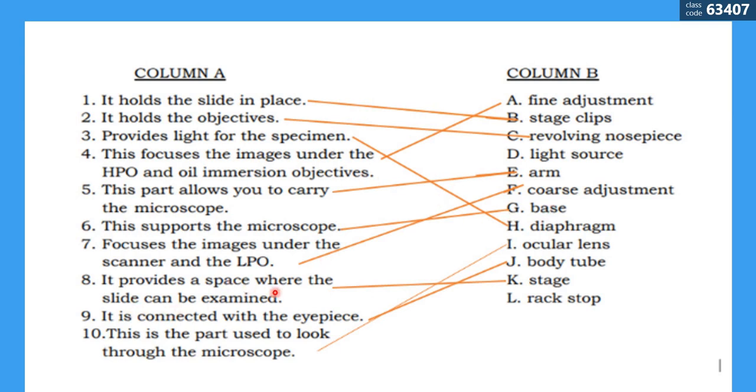It provides a space where the slide can be examined, and that is the stage. And number 9, it is connected with the eyepiece, that is body tube. And number 10, last number, this is the part used to look through the microscope, and that is the ocular lens or the eyepiece. Okay, so with this, you are familiar with the basic parts of the microscope. Let's proceed.